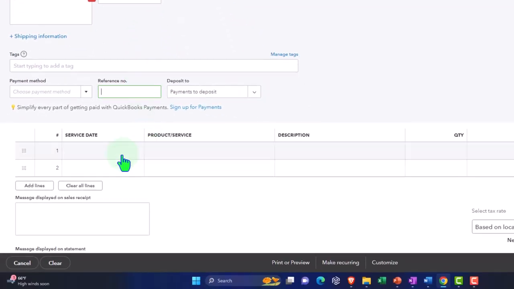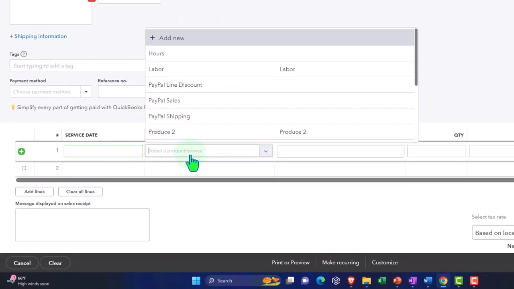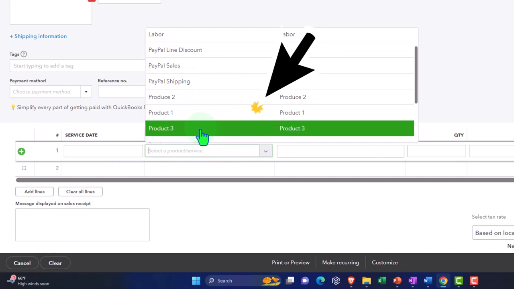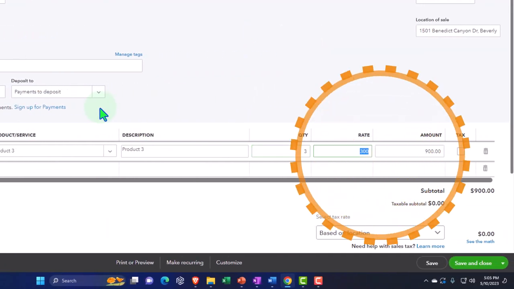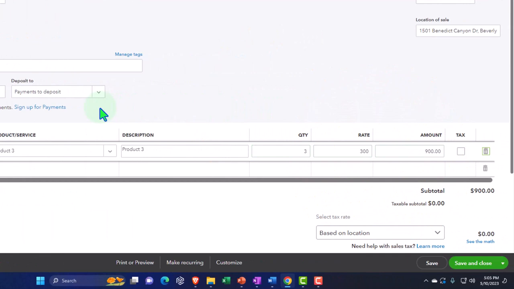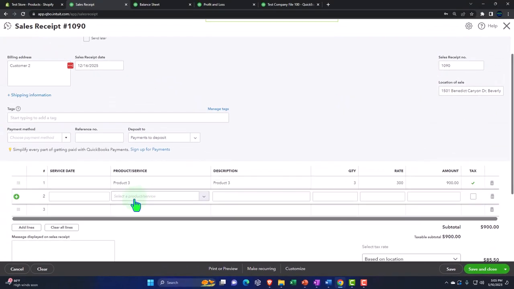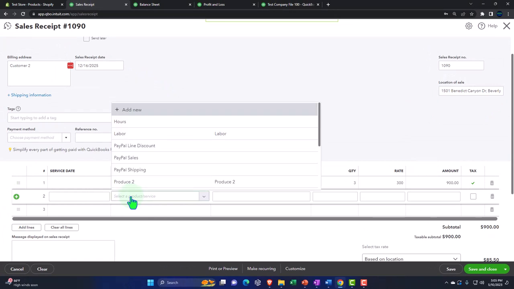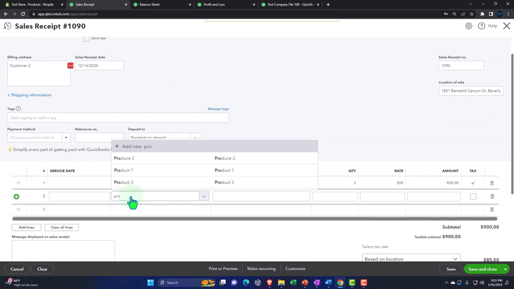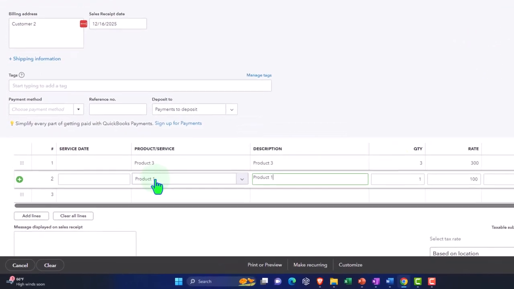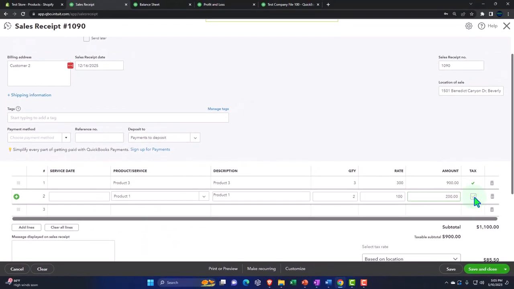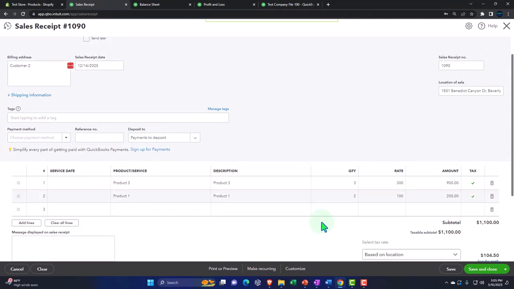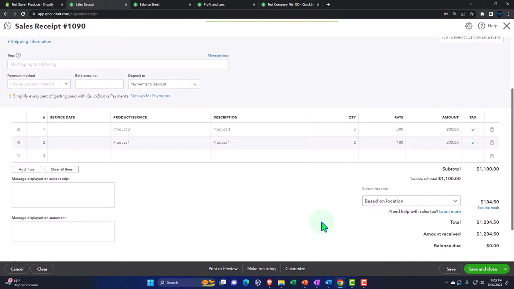And down here, we're going to say that the item, let's say we had item product number three, and let's say we sold three of those, and it's subject to sales tax. I'm going to check it off that it's subject to sales tax. I should go into the items and say that it's subject to sales tax, but product number one, let's say two that are subject, and it's subject to sales tax. So now the system is calculating sales tax on it.